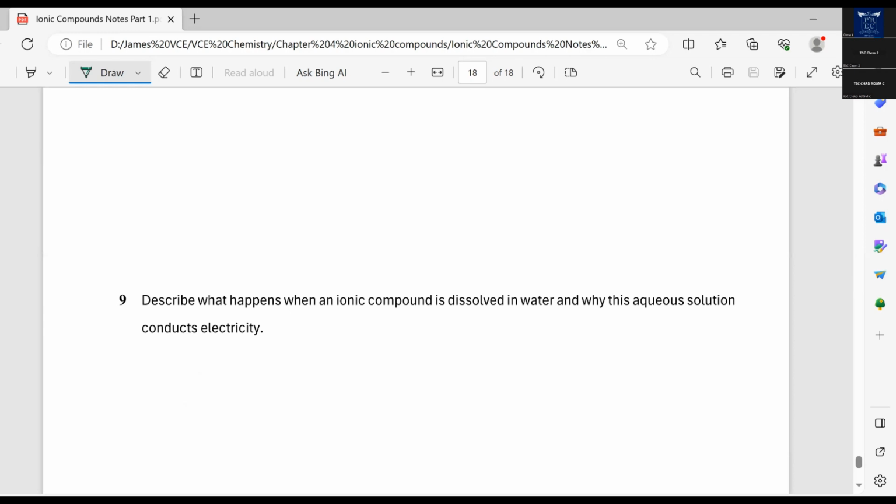It's very hard to compare like that. But generally, ionic bonds are normally stronger. Generally stronger. Yeah.